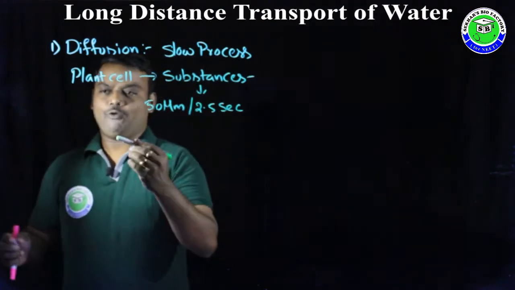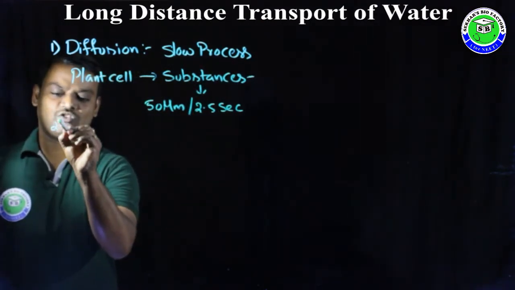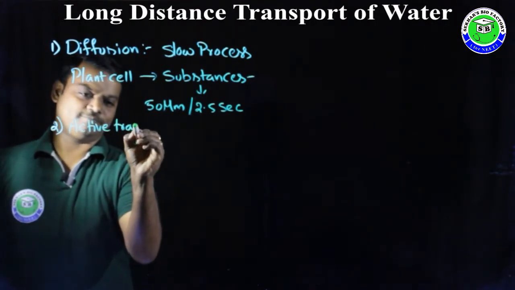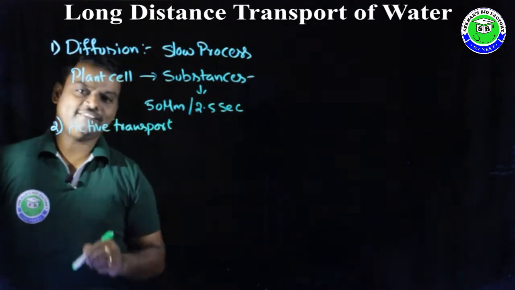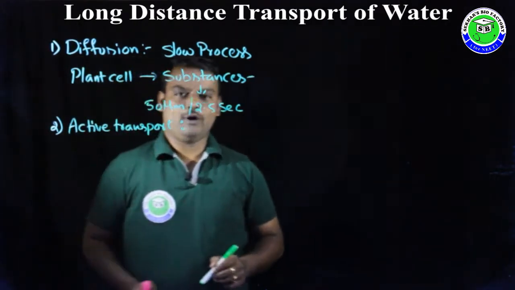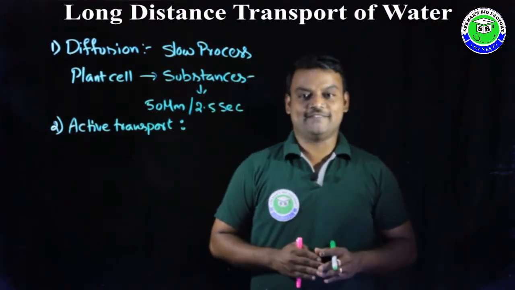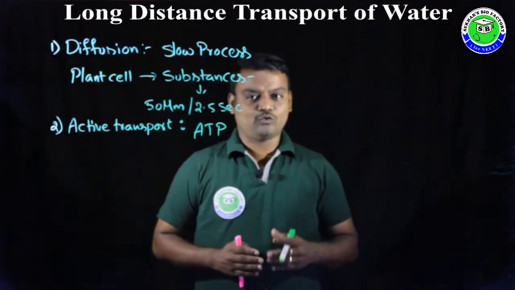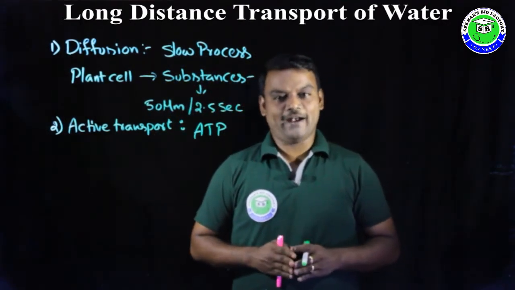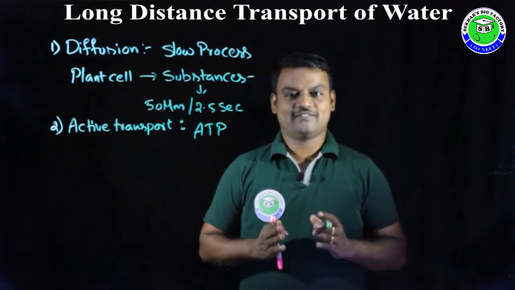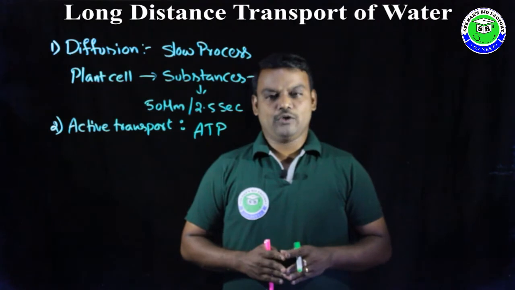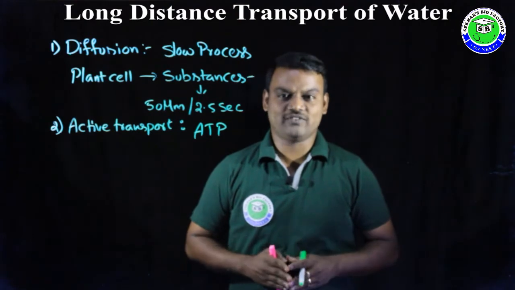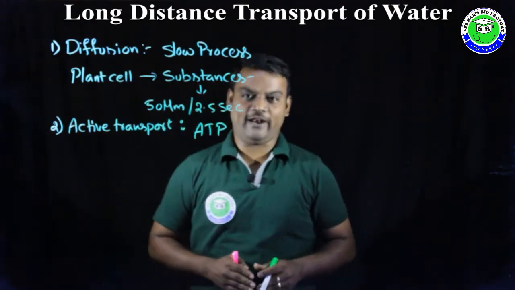In a similar way, one more method is there in plants for the transportation of substances. It is active transport. In active transport, the movement of molecules or substances takes place by utilizing ATP energy. Along with these two methods, different methods are there in plants for the transportation of various substances. The molecules or substances can easily be transported within a short distance with the help of diffusion and active transport.